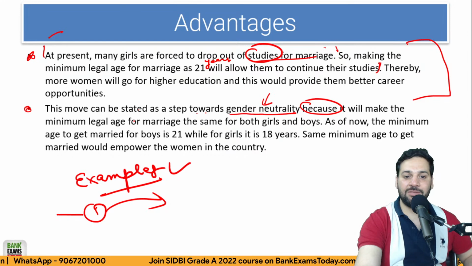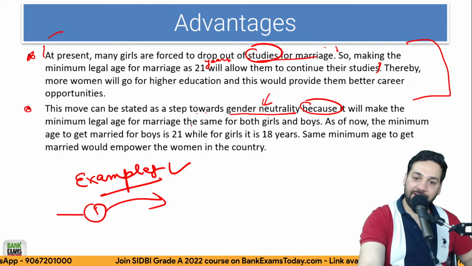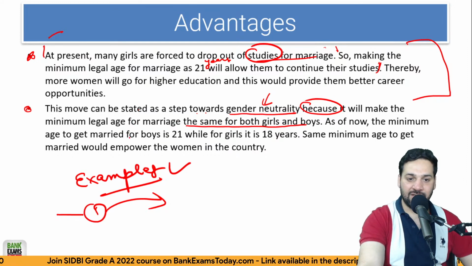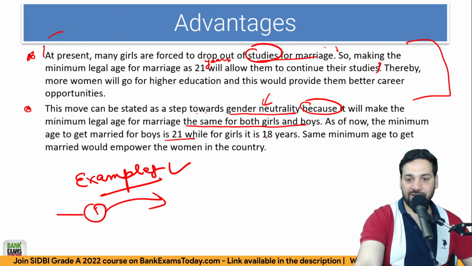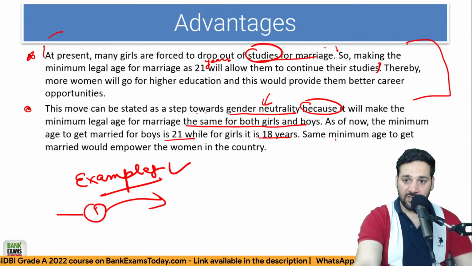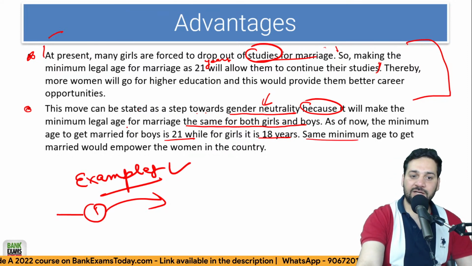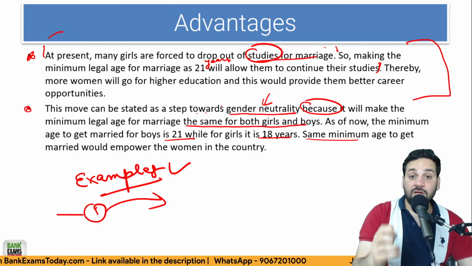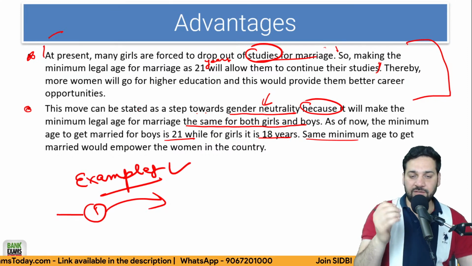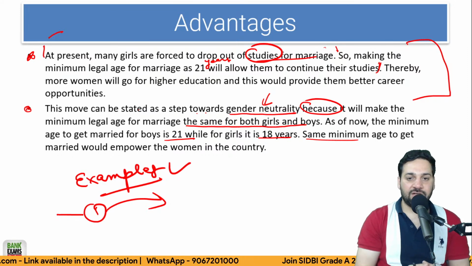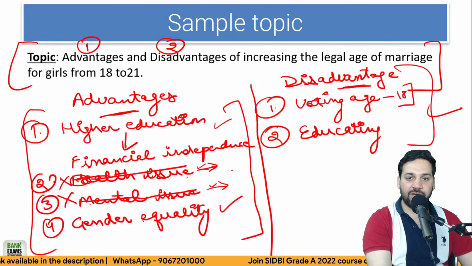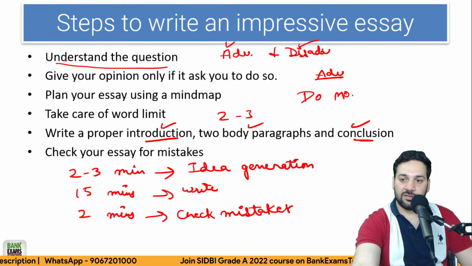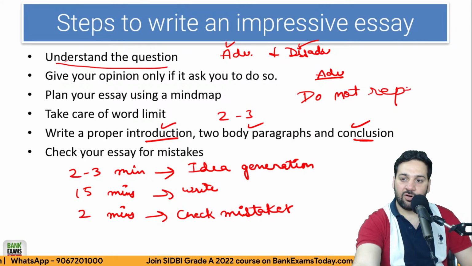It will make the minimum legal age for marriage the same for both girls and boys. As of now, the minimum age to get married for boys is 21, while for girls it is 18. The same minimum age to get married would empower the women in the country. Although we are repeating the 21 years, the ideas are different. One important concept here is do not repeat your ideas.